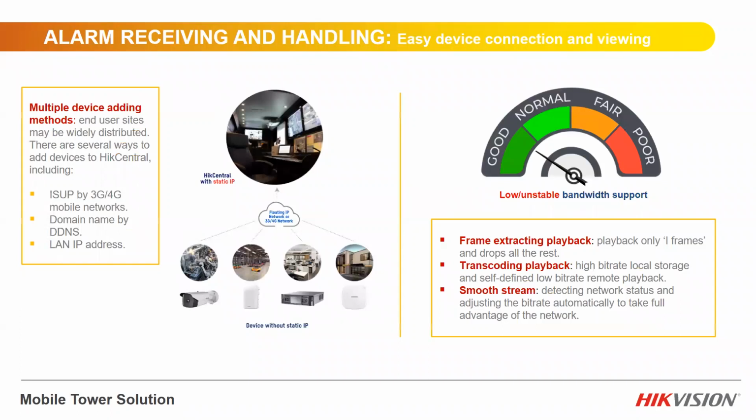Devices can easily be added into Hik Central to be monitored, whether over a 3 or 4G network, through dynamic DNS, or on a local network. For low bandwidth connections, we have the options for frame extracting, transcoding, or smooth stream playback.